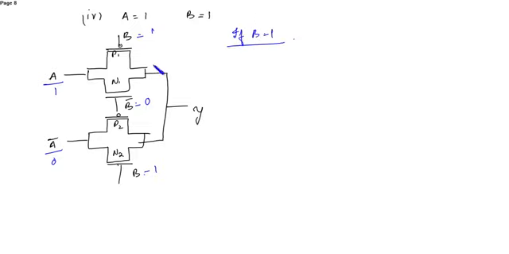So if B is 1, then P1 will be deactivated, P1 off, N1 0, then N1 will be also off. B bar 0, then P2 will turn on and N2 will also turn on.